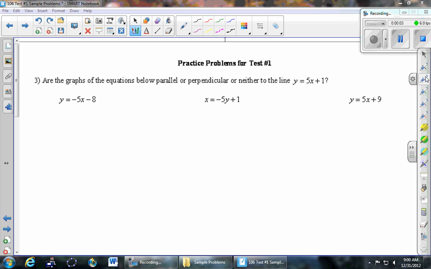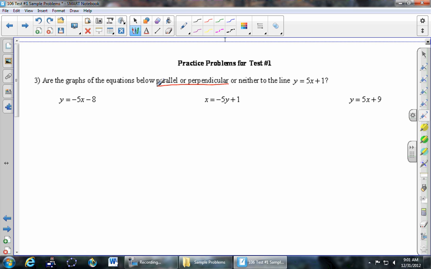This is problem number 3 on the practice problems for test number 1. Are the graphs of the equations below parallel or perpendicular or neither to the line y equals 5x plus 1? If you see the word parallel or perpendicular, you're supposed to immediately think about slope. So I'm just going to write 2 facts that we'll need for this problem up here at the top.